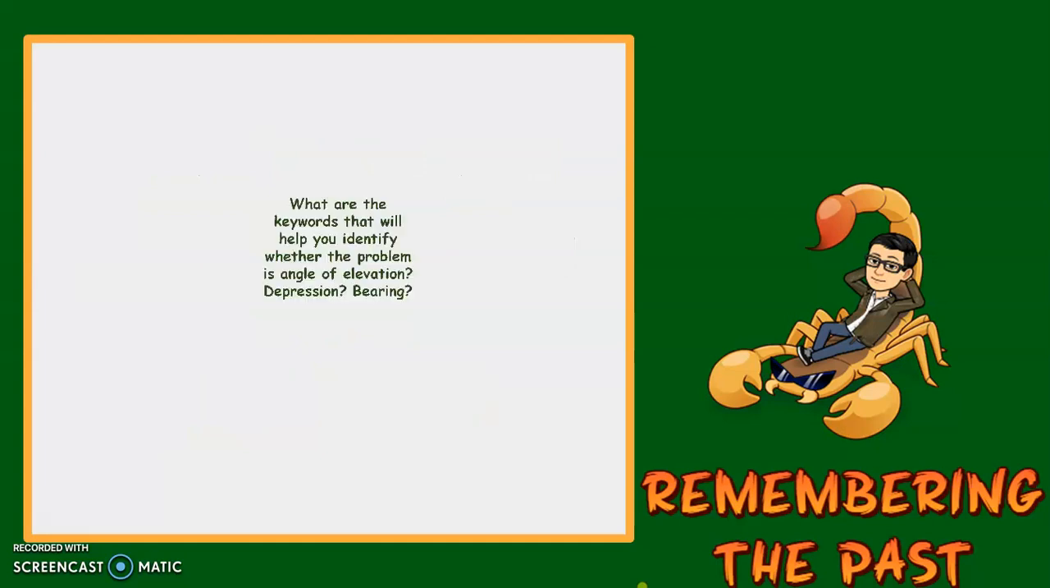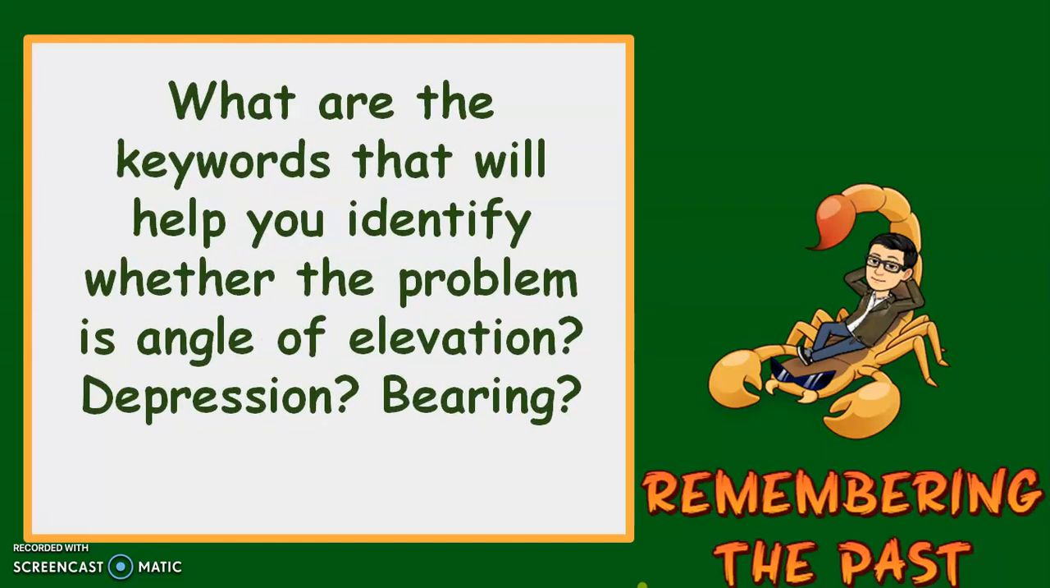Next question. What are the keywords that will help you identify whether the problem is angle of elevation? How about depression and bearing? Okay, so the keyword for angle of elevation is when you look up, so that is an angle of elevation. When you look down, that is angle of depression. And for the bearing, we have navigation.